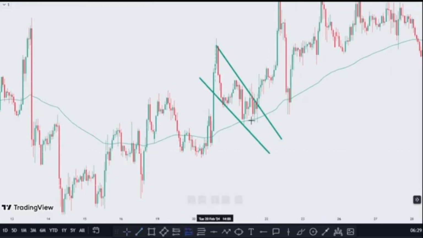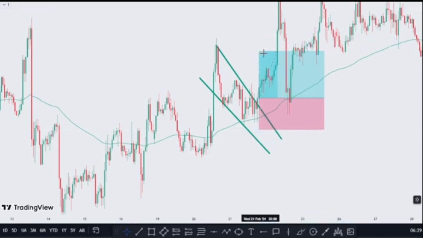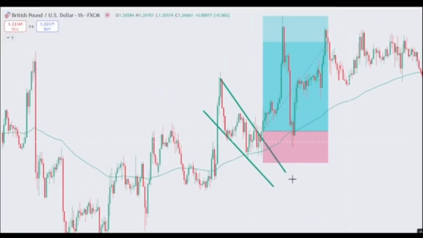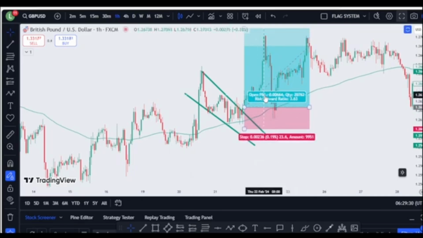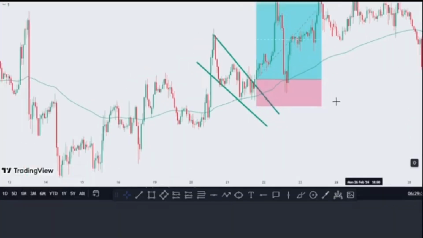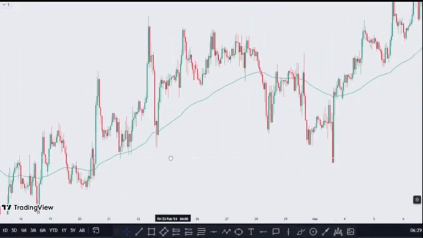So the next one, you can see that the flag is trading above this 100 EMA. Then we have this. Then we have this. So price broke it to the upper side. Now let us wait for another one.